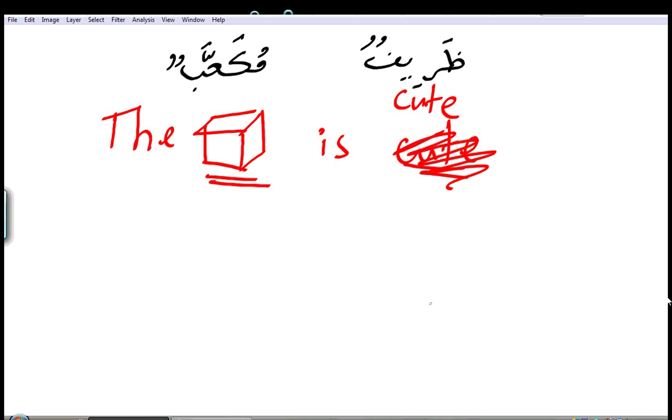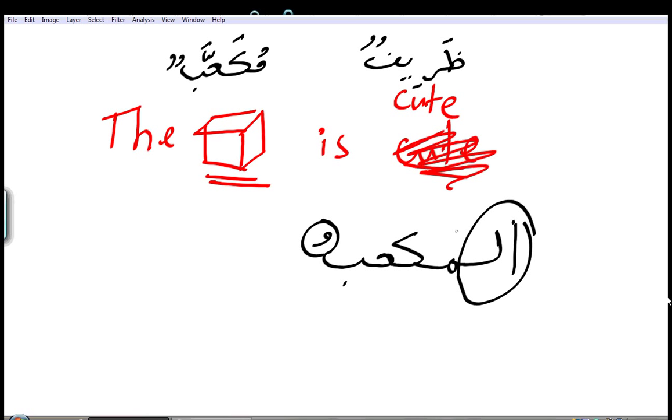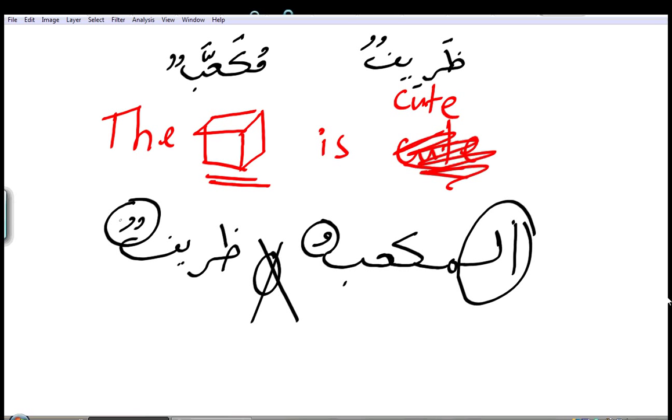Okay, so how do you translate that in Arabic? It would be al muka'abu. It has to end with dhamma. It has to start with an al if it was not a name, like a name of a person, or a name of a place. And then say ظريف. Okay, al muka'abu ظريف. The second word should not start with al and has to end with tanween.